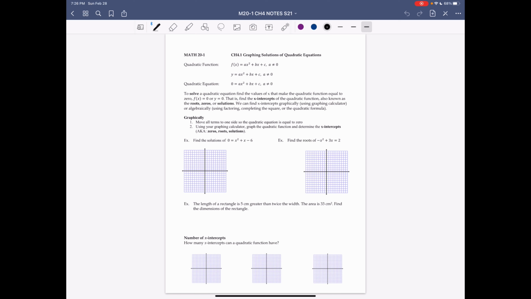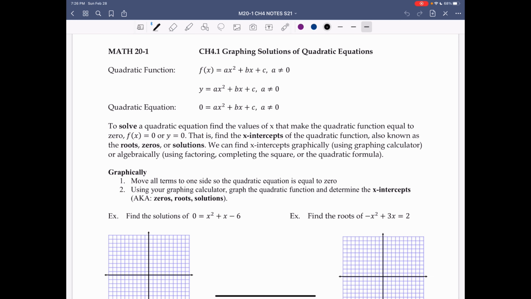Quadratic functions can be equal to many different values. So f of x equals ax squared plus bx plus c, or y equals ax squared plus bx plus c. Notice that we have two variables. So depending on what we put in for x, we get different values out for y or for f of x.